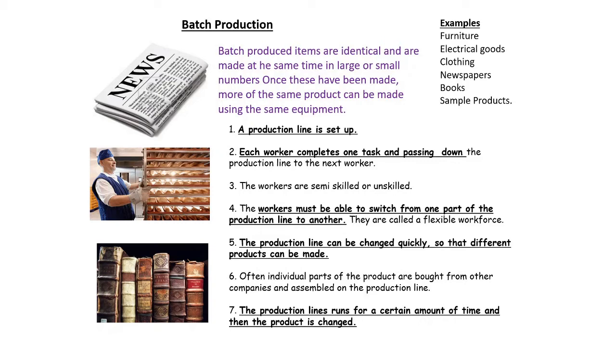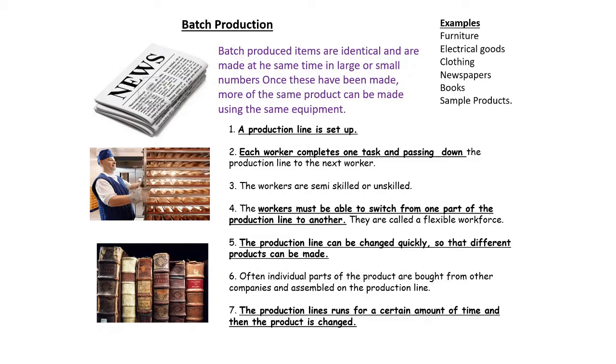So the workers need to switch from one part of the production line to another. That's where you have flexible working. Once you swap to another batch of another product, they need to be able to do that one as well. Production can be changed quickly depending on what you need to do. If you take Greggs, for example, they don't just make sausage rolls all day. They'll make steak bakes, sandwiches, donuts. So you need to be able to change up what you're doing several times a day to make lots and lots of different little bits.